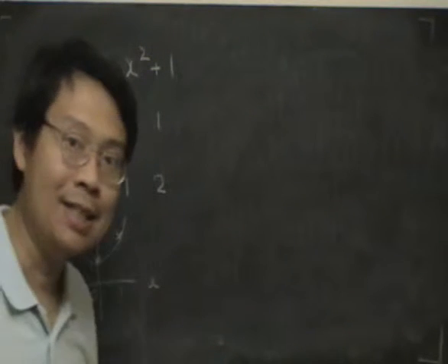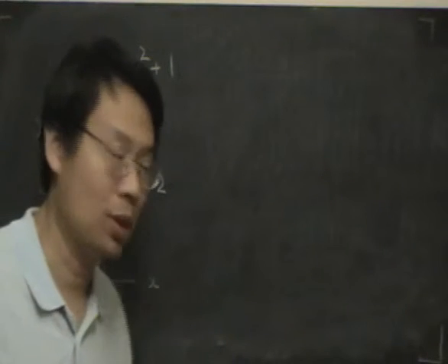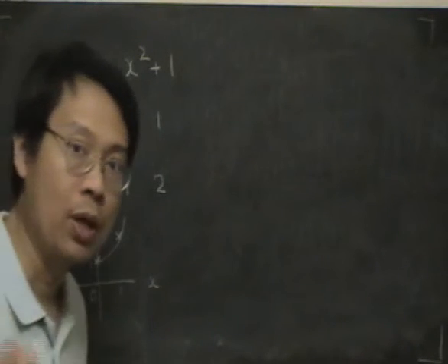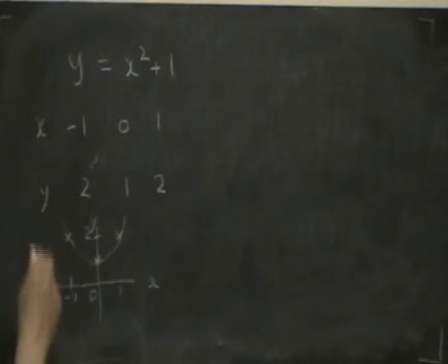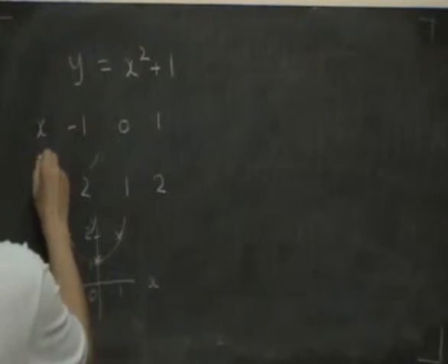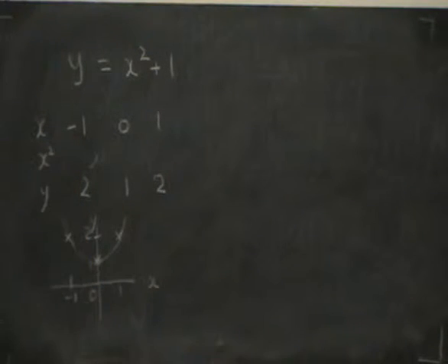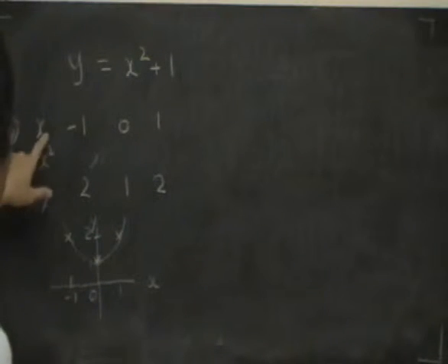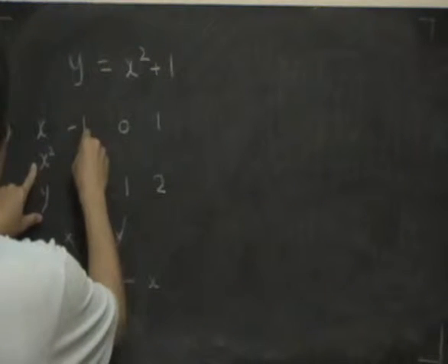So I was saying that I can plot this graph using a straight line. Now, what do I mean by that? What I mean is that instead of using x, I use x squared for the horizontal axis. So watch this. If I add an additional row x squared, that means that if x is minus 1, x squared is 1.